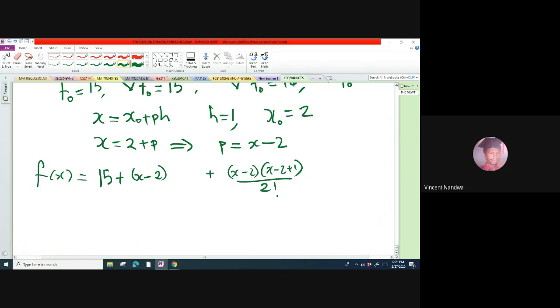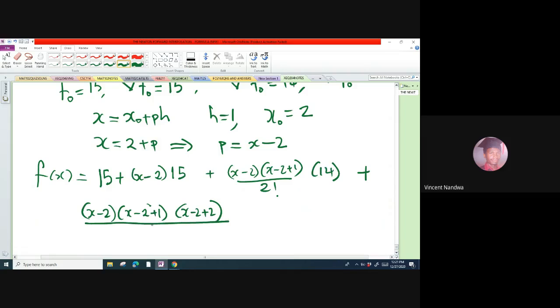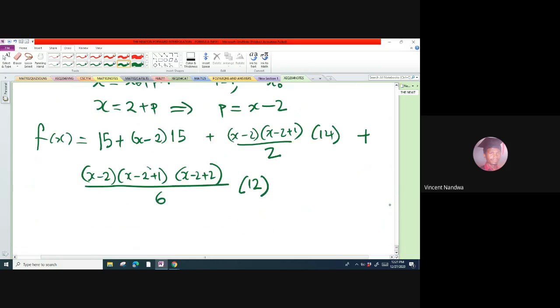So I have 15, and then the next value is 15 also. The next value is 14, and then plus x minus 2, x minus 2 plus 1, x minus 2 plus 2 over 3 factorial, which is just 6. Actually, I can just write this one as 2. This is just 2 factorial, just 2. And then this is 12. So the next thing is now just to simplify this.